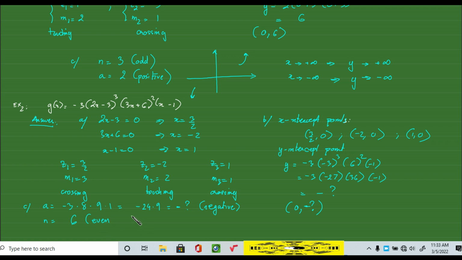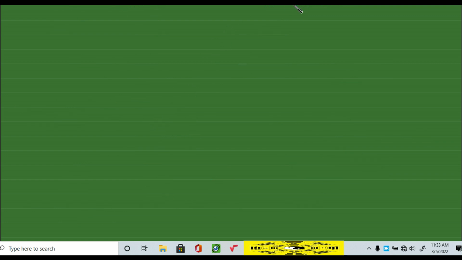So what will be our ending behavior? I don't have enough space over here. So a is negative and n is even. My sketch will be something like that. Hmm, a is positive and n is even. So there's going to be one branch up here, and the other branch will be like that. It's even, and a is positive, so both ends are going upwards. So from here I can write the ending behavior.